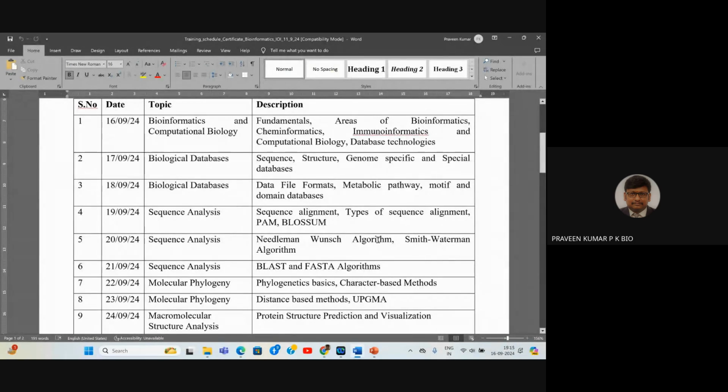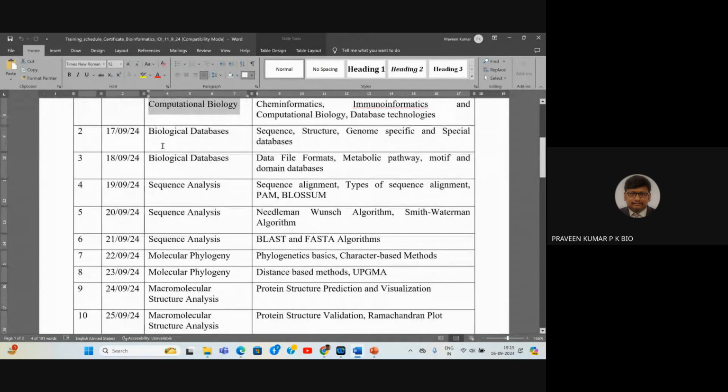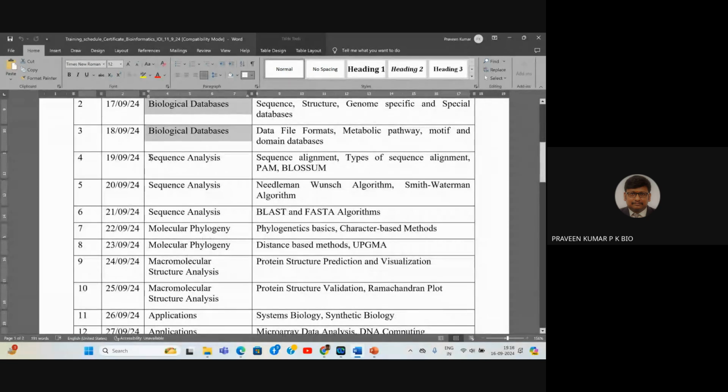Before starting this session, that is the first session on bioinformatics and computational biology, where I basically take you through the fundamentals. Then I start taking the next 2 days on biological databases, the types of databases, the types of formats, and the recent databases we are using at present for research. And then we go on to sequence analysis for 3 days.